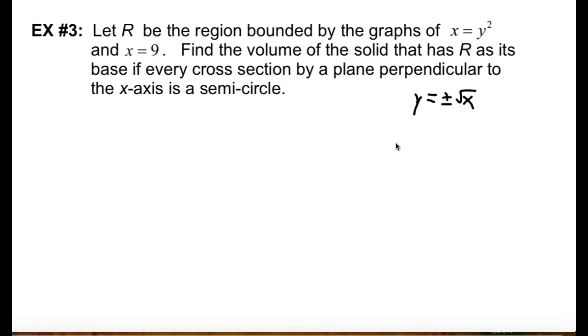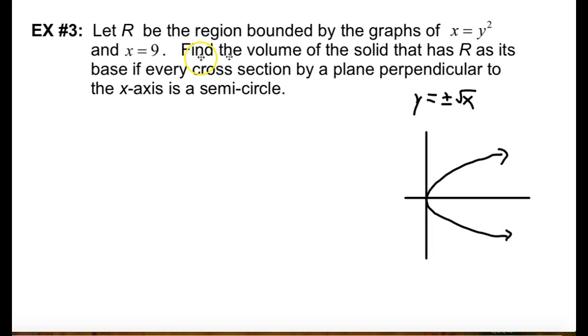So again, let's kind of sketch out a little picture of what's going on here. So why don't we get some nice axes here? All right, so square root of x looks like this. Negative square root of x would just look like this then. And my other line is x equals 9. So this vertical line right here. So what I'm looking for is this region right here. This is the base of my solid.